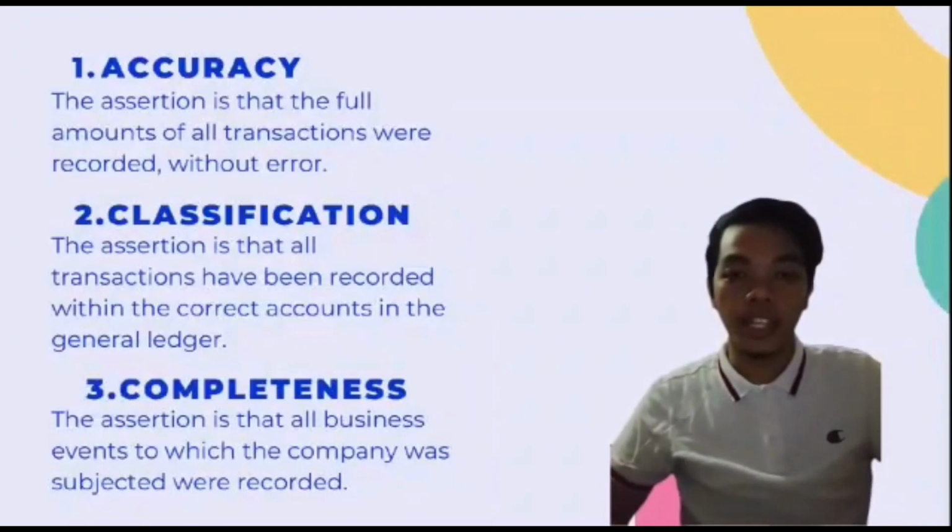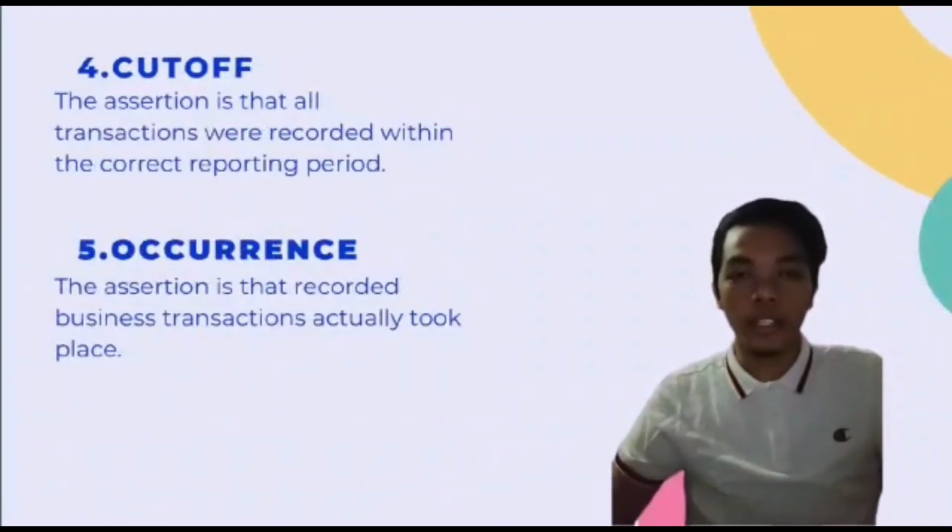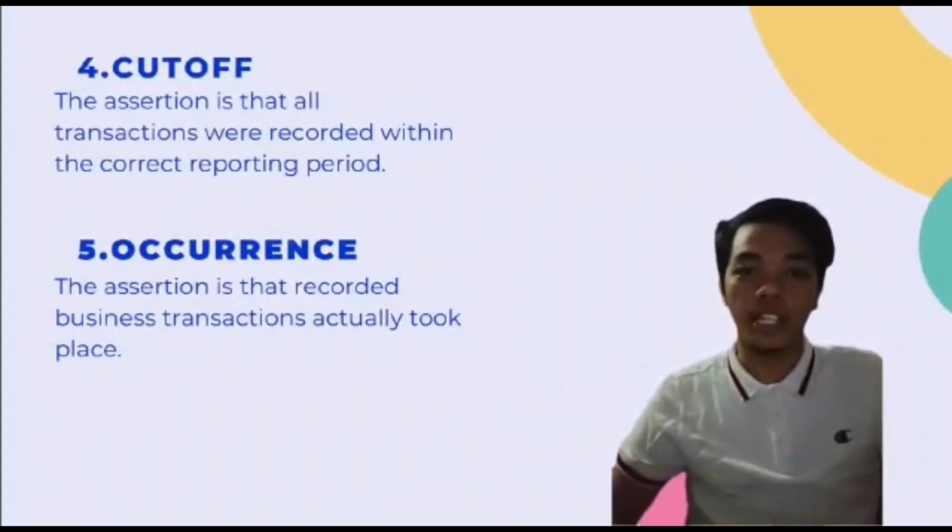The assertion is that all business events to which the company was subject were recorded. Okay, number 4 is cutoff. The assertion is that all transactions were recorded in the correct reporting period. And the last, occurrence. The assertion is that recorded business transactions actually took place.